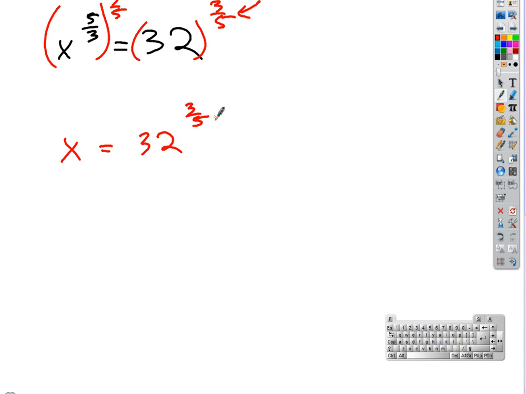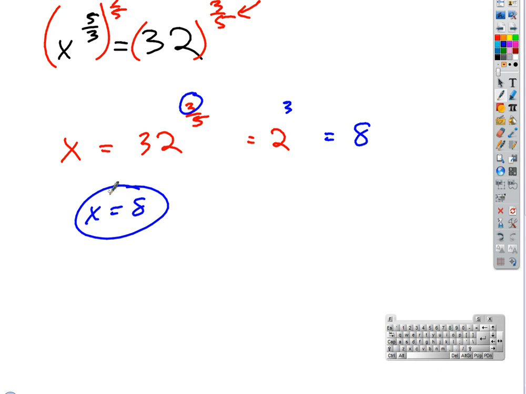Remember how we do these? We're going to do the bottom first. What's the 5th root of 32? Anybody know? What to the 5th is 32? 2. Yeah, 2 to the 5th is 32. So that's the same thing as saying 2 cubed. So it's just 8. But your calculator will tell you that. If I put 32 to the 3/5 into any calculator, it's going to tell me the answer is 8. Okay?